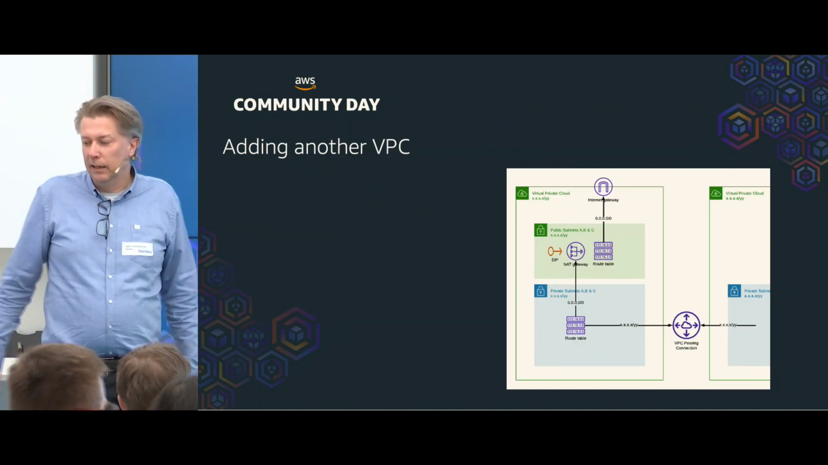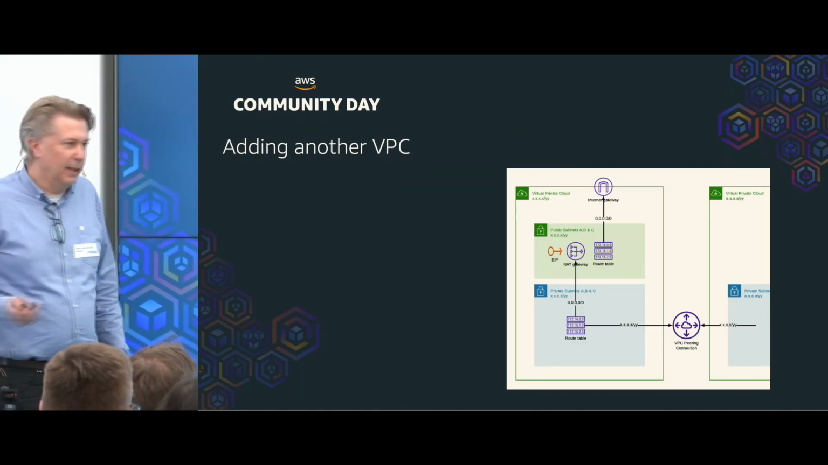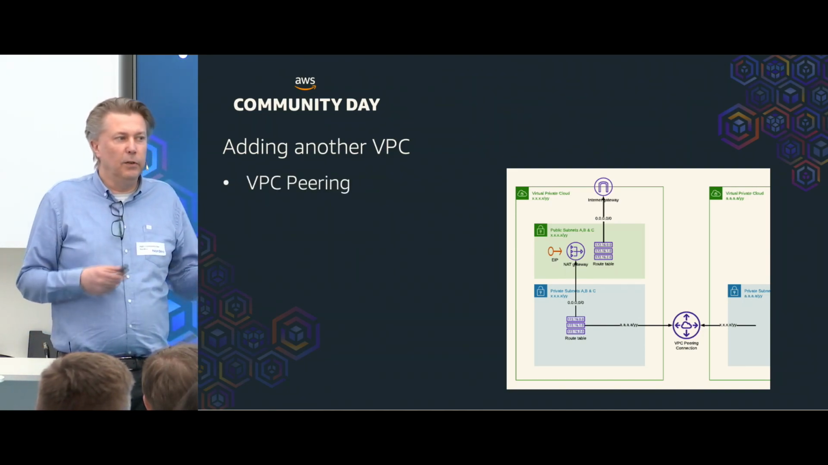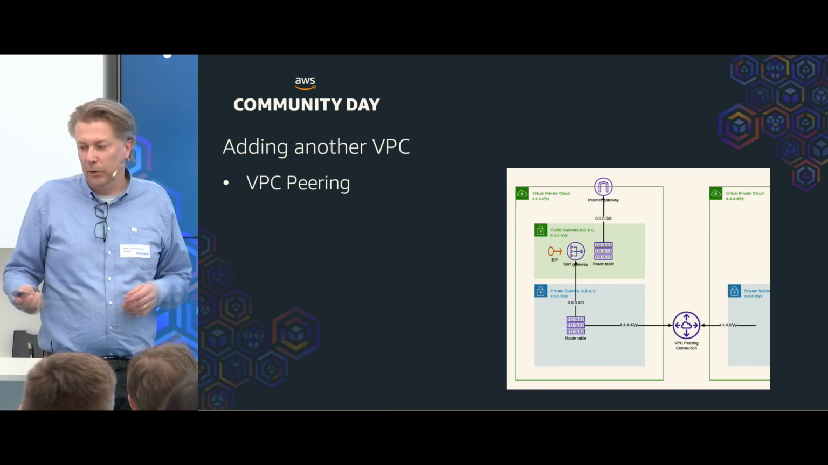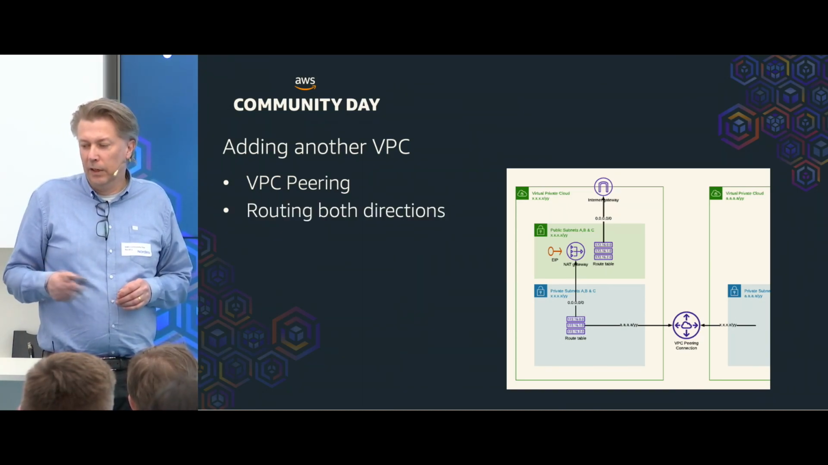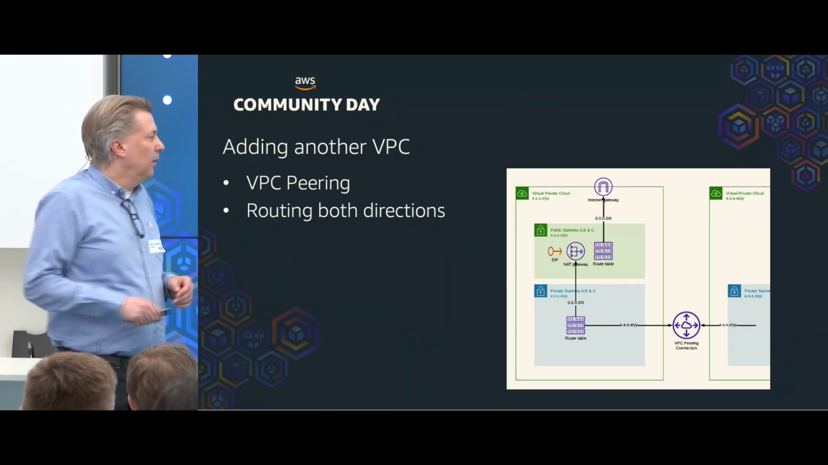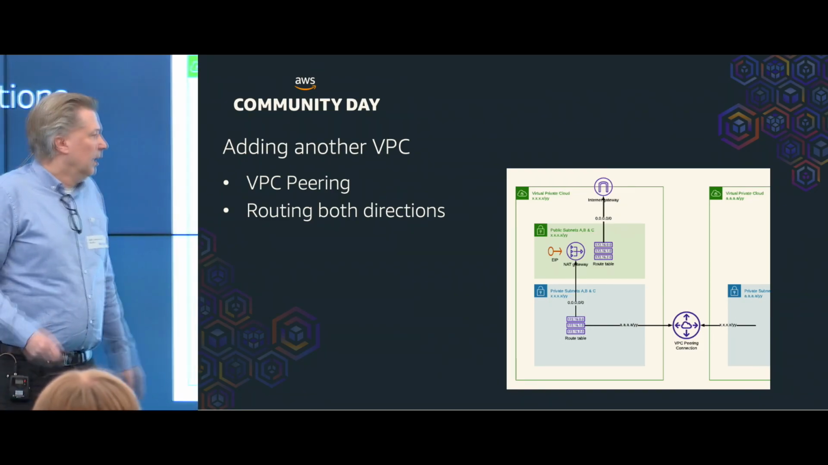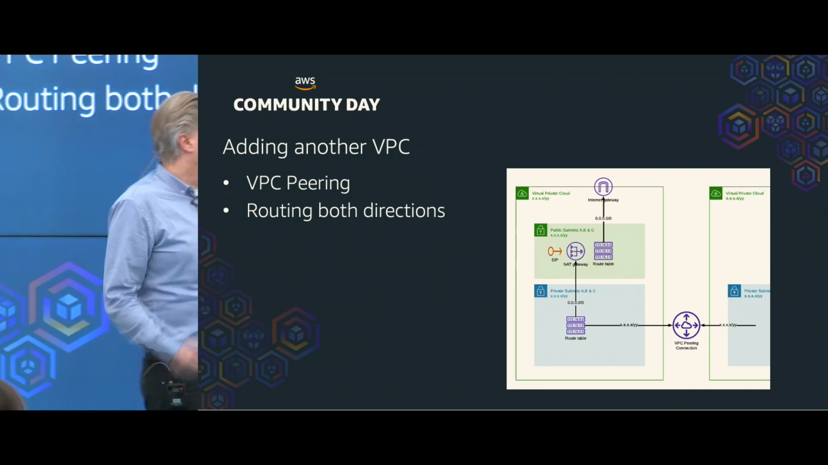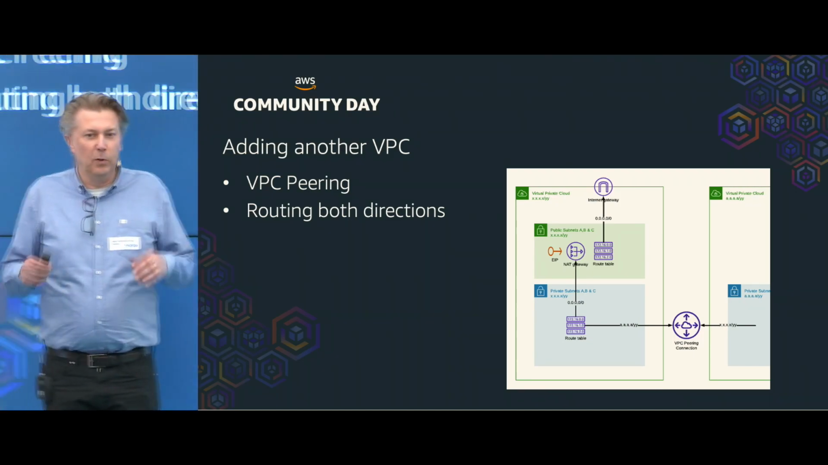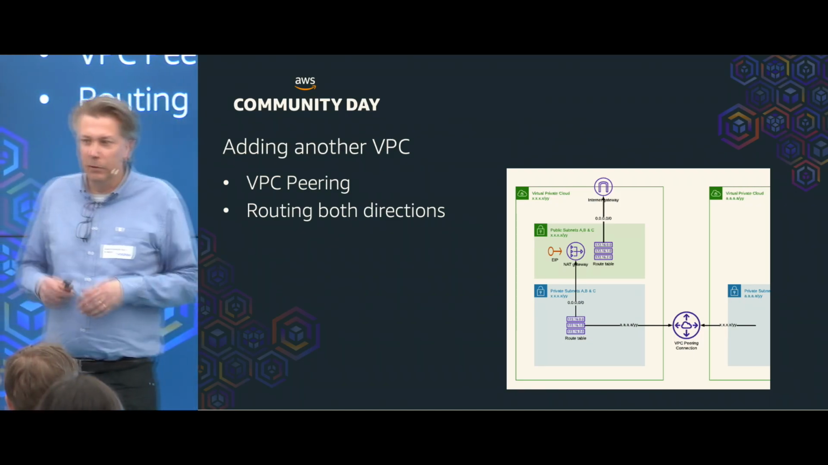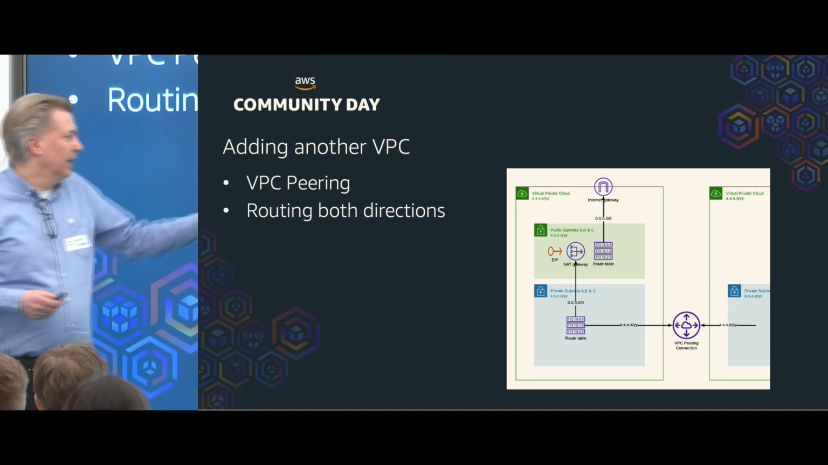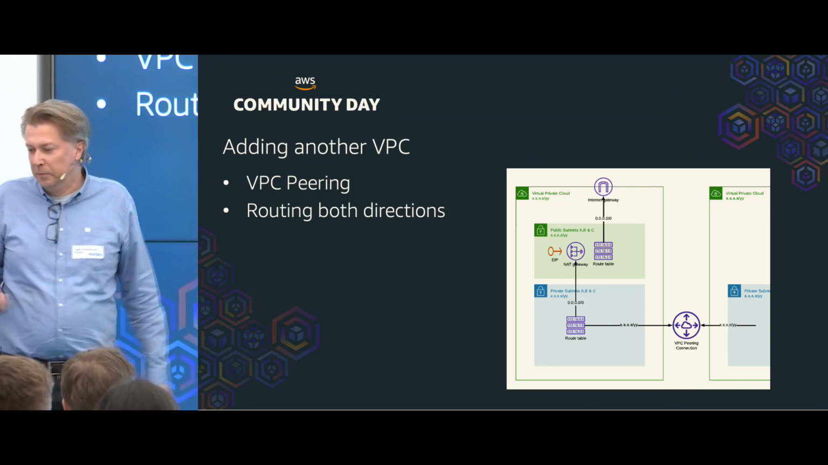Then you need to add another VPC at some point. There's a feature called VPC peering. You can route these VPCs together, all good. But you need to take care of the routing back and forth. So this might become an orchestration problem if you want to do this in infrastructure code, because now you have two sides and then the peering in the middle.